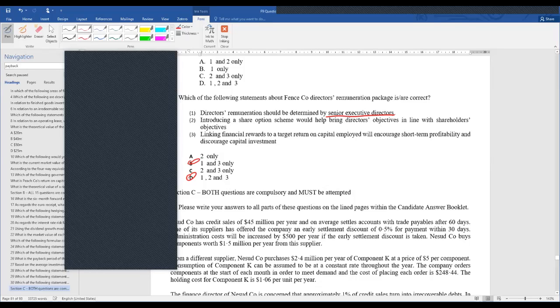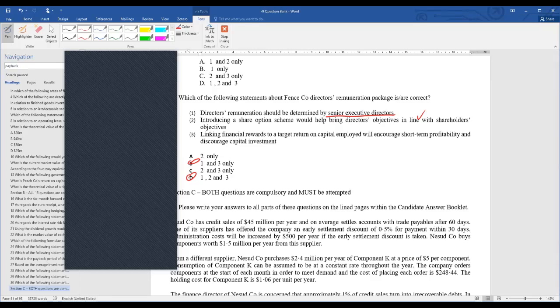The pay to the directors is determined by the remuneration committee, which is a committee of the board of directors. So therefore, B and D are out. Introducing share option schemes would help bring the directors' objective in line with shareholders' objective. Yes, it looks okay, because definitely you want to make them become part of the shareholders. In a way, giving them share options makes them co-owners of the business, which is therefore correct, linking the financial rewards.